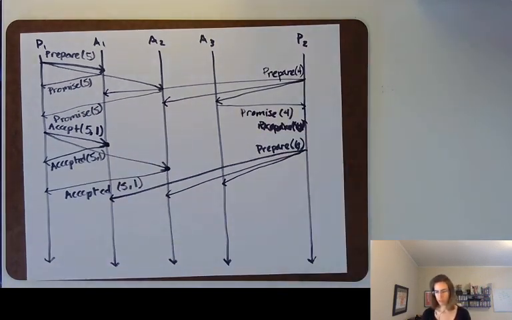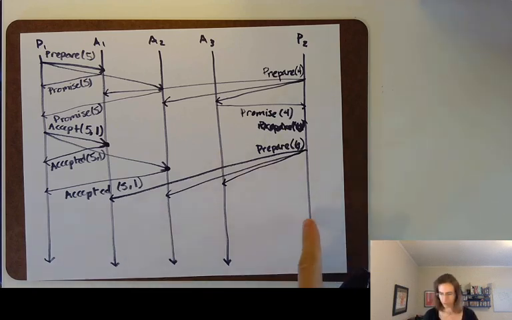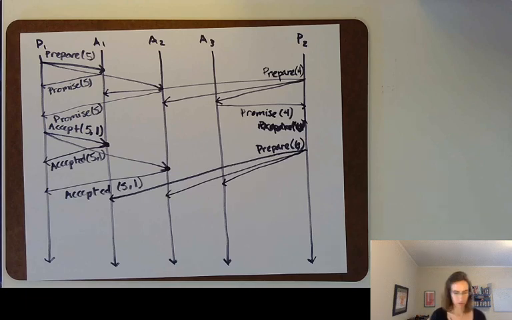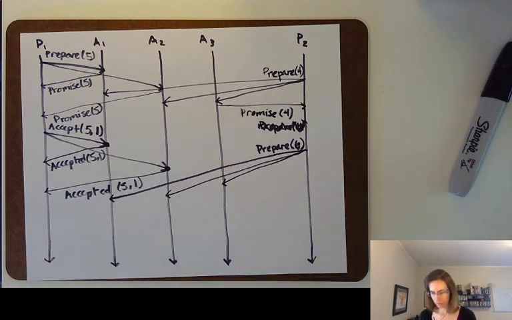So consensus has been reached. It's just that P2 didn't know it yet. P2 is still out there trying to send new proposal numbers. So the acceptors are now obligated to tell process 2 over here that they already accepted a value. So we have to add something additional to what we wrote down before.